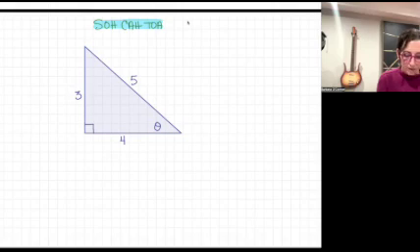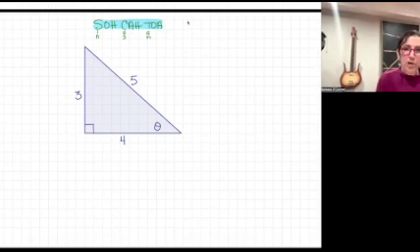So what these letters mean is that the sine of an angle is the ratio of its opposite side to the hypotenuse. The cosine of an angle is the ratio of its adjacent side to the hypotenuse. And the tangent of an angle is the ratio of the opposite side to the adjacent side. What the heck does that even mean? Let's look at an example.